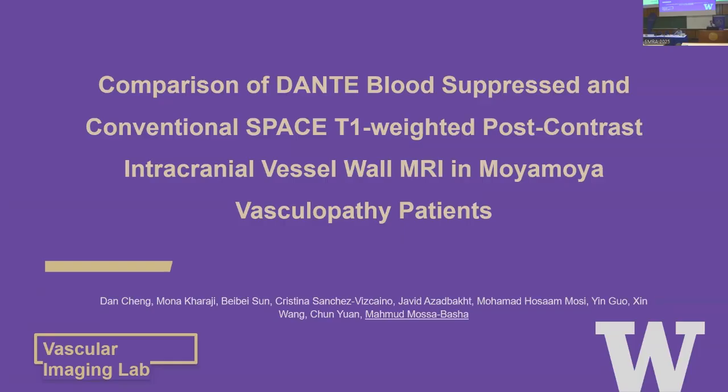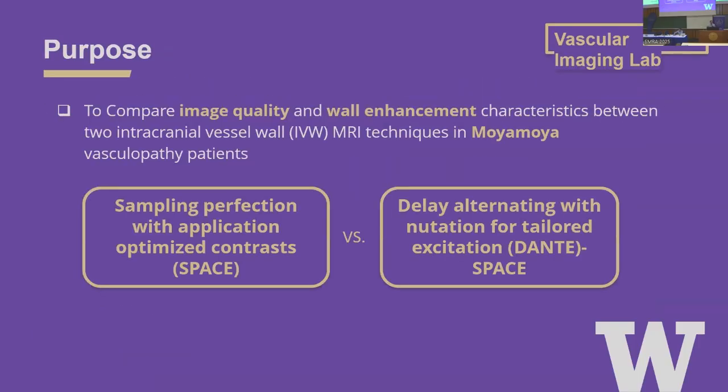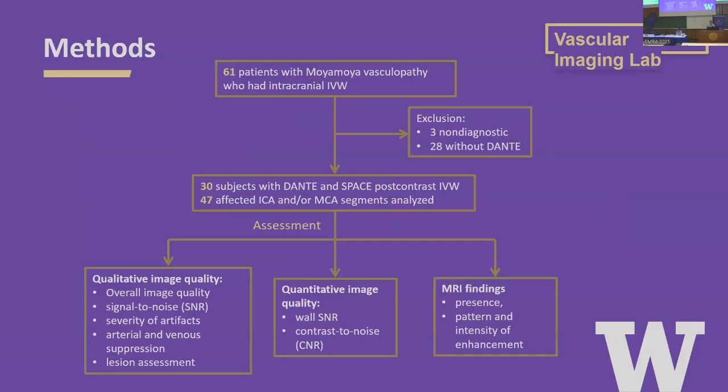Thank you, Ray. So I'm presenting for my fellow Dan. What we wanted to do is, we've published a couple papers looking at how Dante pre-pulse incorporated with SPACE can improve blood suppression image quality relative to conventional SPACE in the post-contrast setting. But we did want to dig in a little more in terms of looking at specific disease states like Moyamoya, which is a steno-occlusive process and potentially has risk for artifactual enhancement.